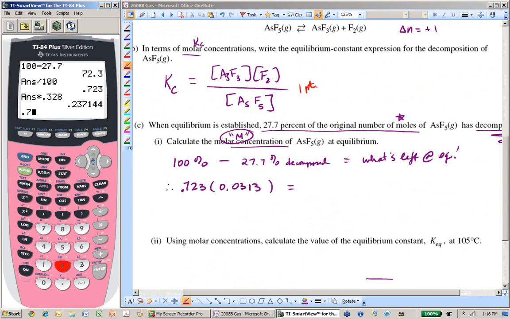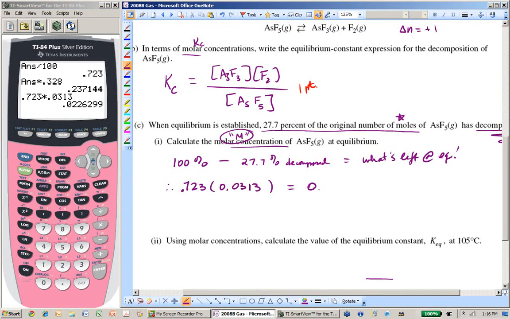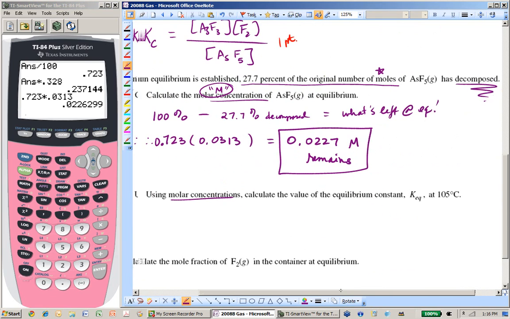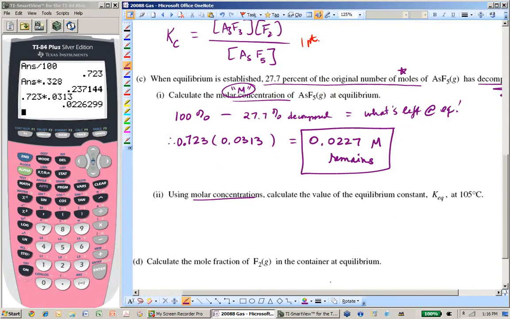0.723 times 0.0313. There it is. 0.0227 molar remains. Should put a 0 there for good form. I'm bad about that. All right, using molar concentrations, calculate the value of the equilibrium constant, Keq, at 105 degrees Celsius. At least they're staying with that same temperature.